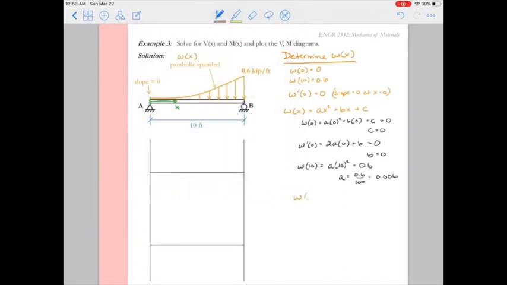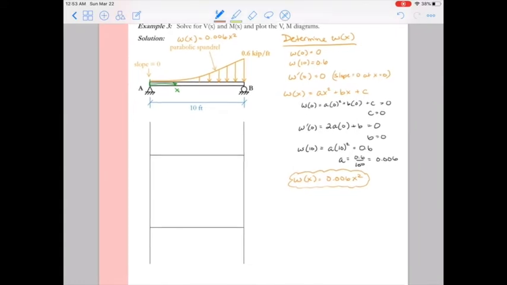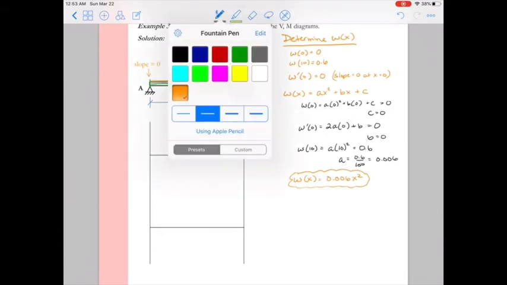And so without diving too deeply into parabolic equations and pre-calculus, I figured out that omega of x has to be 0.006x squared. And you can test this out. Plug in 0, it's 0. Plug in 10, you get 0.6. So I'm pretty confident that this is going to be our equation for the spandrel. All right, that was just a good throwback to our math classes. So now we're going to integrate, and this is just going to be like Calculus 1 all over again.